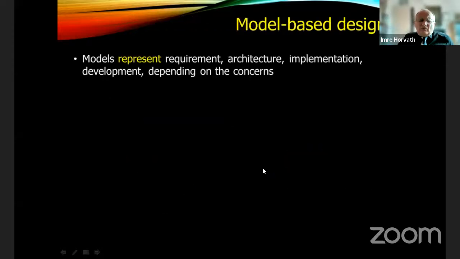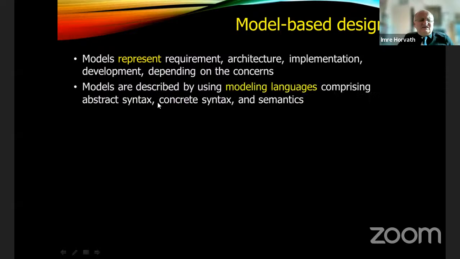So let's talk about model-based design, because this is methodologically an important field of knowledge. First of all, models represent requirement, architecture, implementation, development, depending on the concerns, as is implied by the previous images that I showed to you. Models are described by using modeling languages, which include abstract syntax, concrete syntax, and semantics.